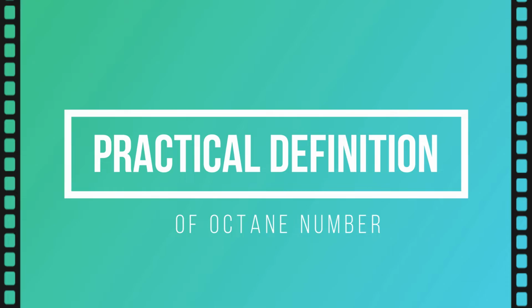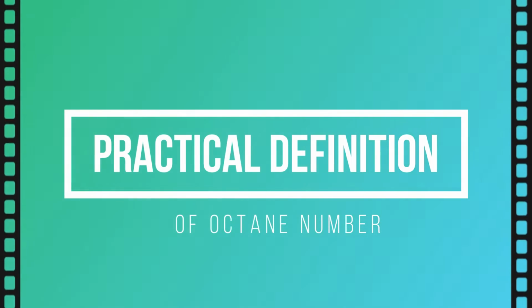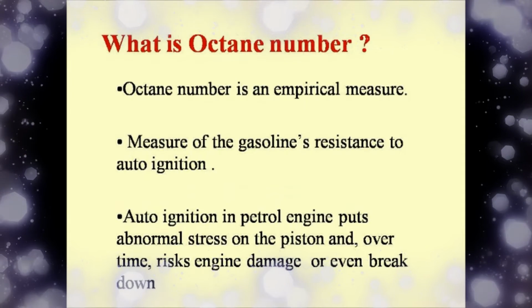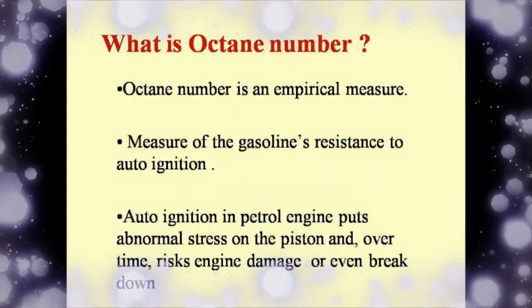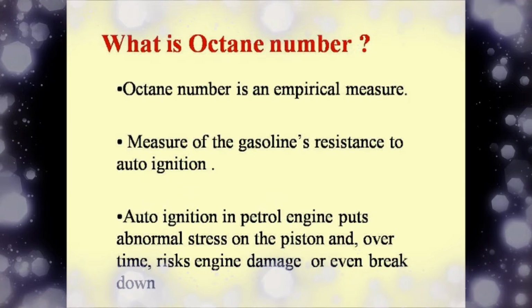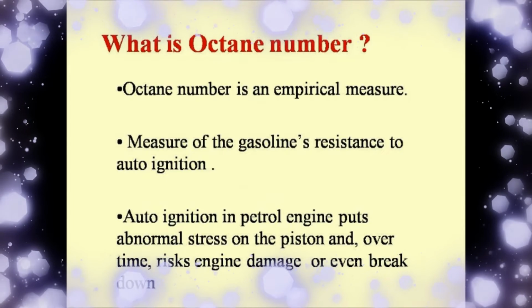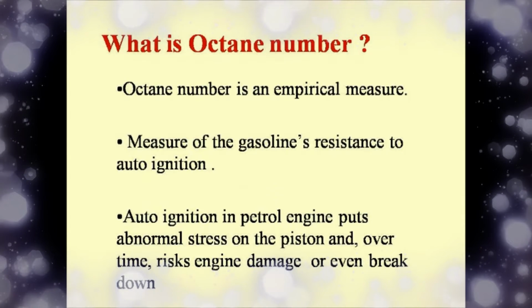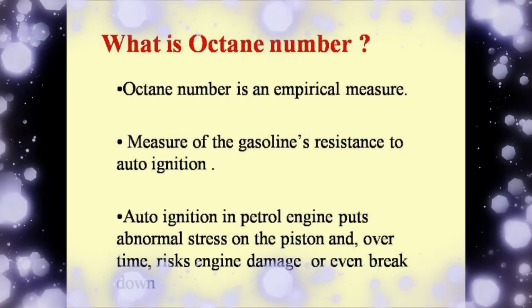Now, if we look at the practical definition of octane number, it is basically an empirical measure which gives the measure of the gasoline's resistance to auto ignition. That is the practical meaning of octane number. So what is gasoline's resistance to auto ignition?